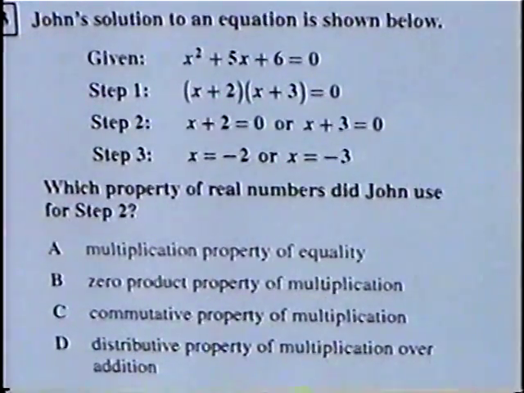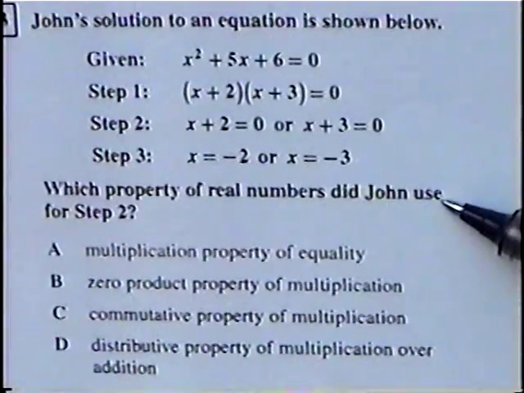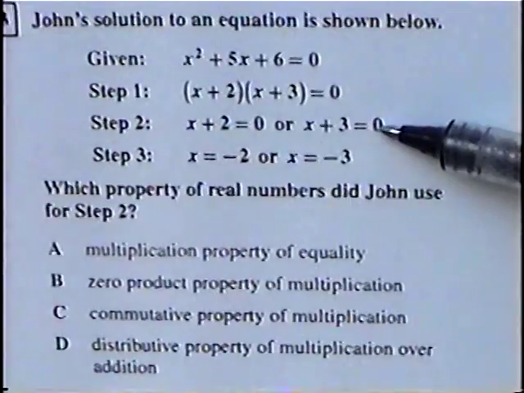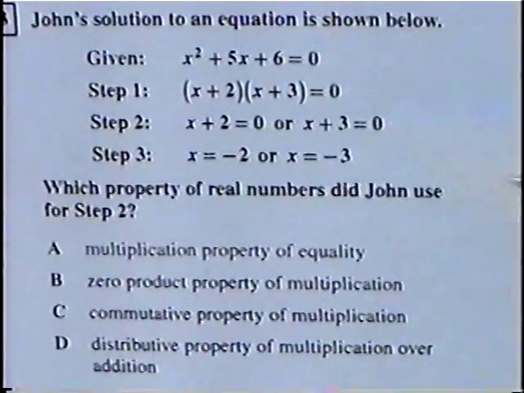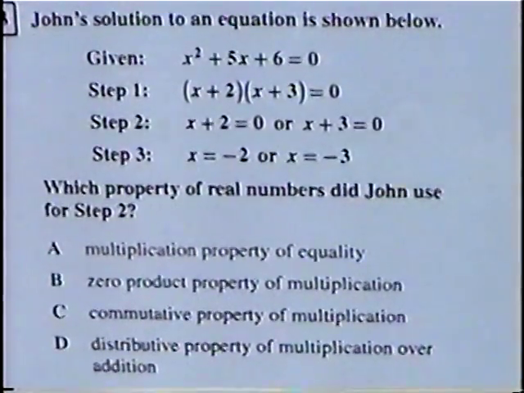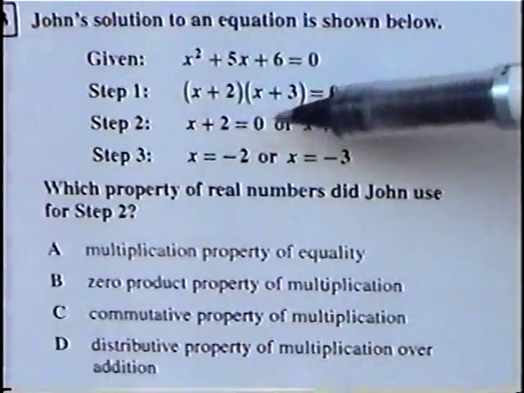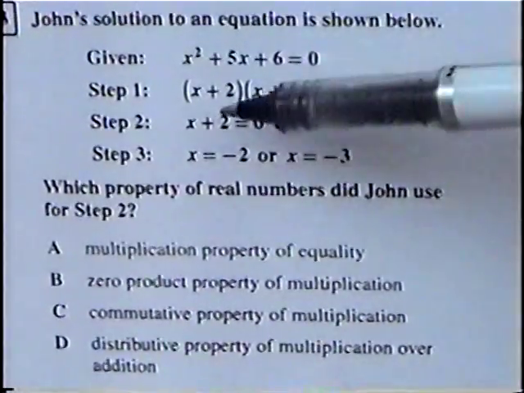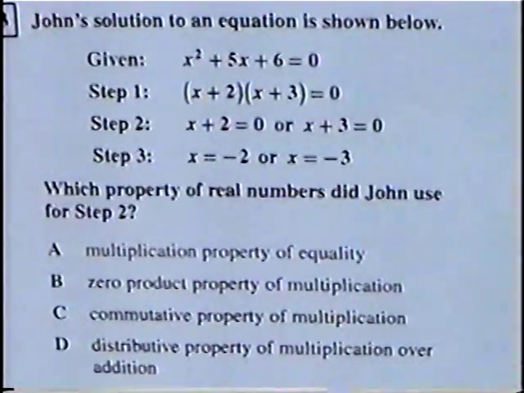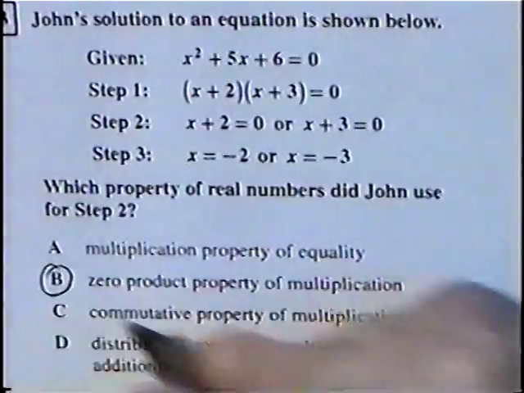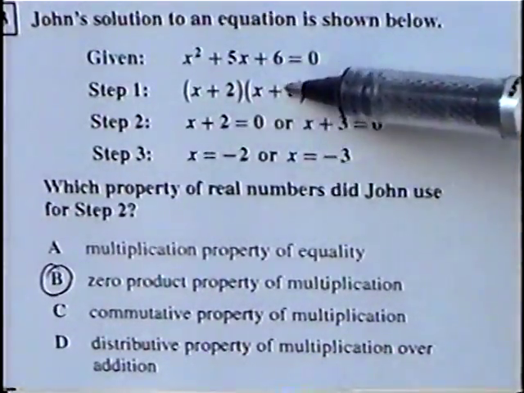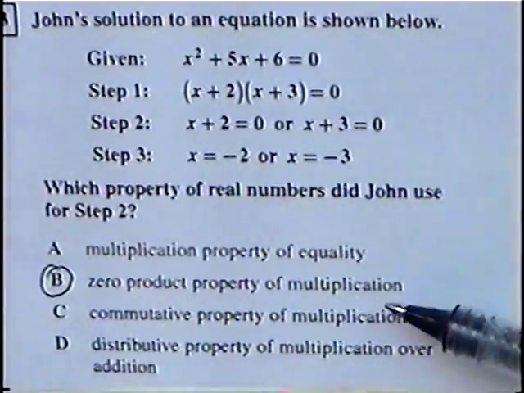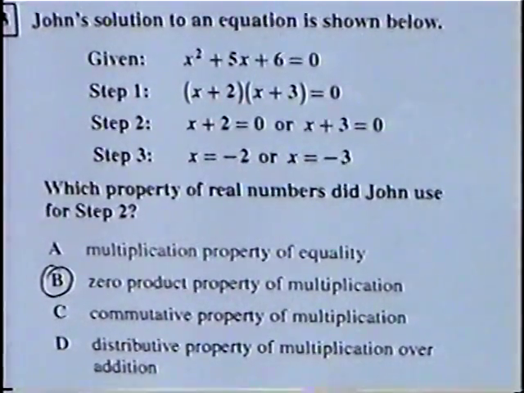Looking at the steps given above, the property that John used in step 2. Step 2 is x plus 2 equals 0 or x plus 3 equals 0. From step 1, John took the two parentheses and split them up and set each one equal to 0. When you have two parentheses being multiplied together that equals 0, that's the zero product property. One or both numbers have to be 0, so splitting up the equations, you can set both equal to 0. Correct answer would be B.